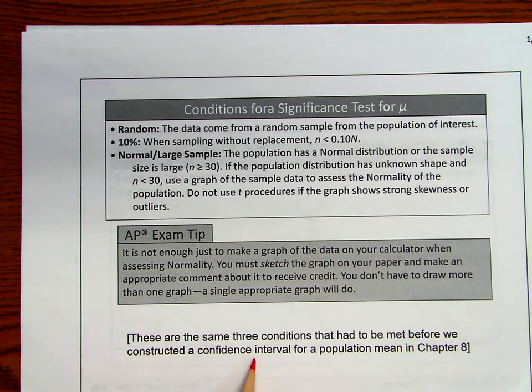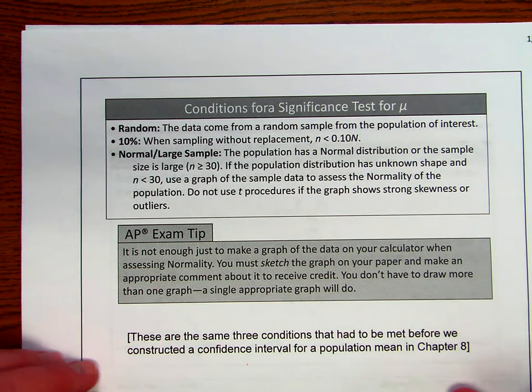It turns out that these are the exact same 3 conditions that we had for doing the confidence interval for means in chapter 8. So there's no difference whatsoever between these two.